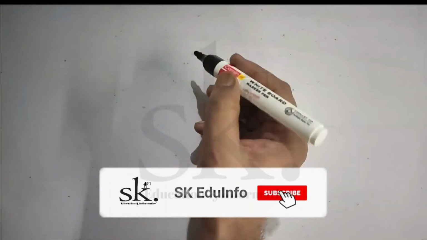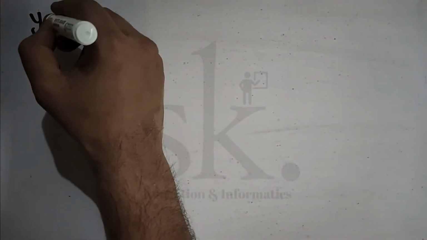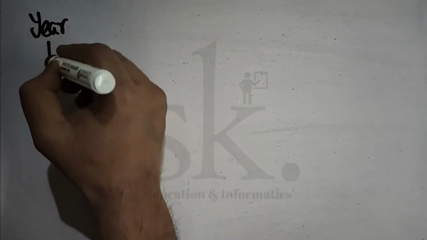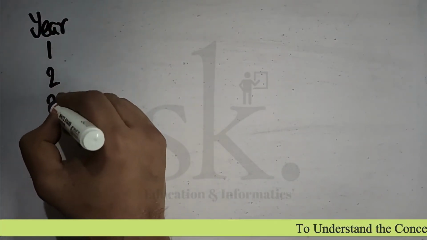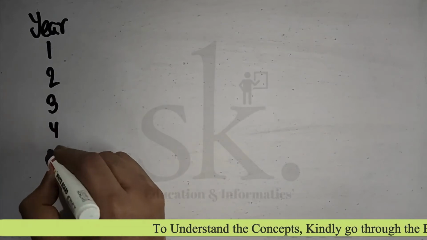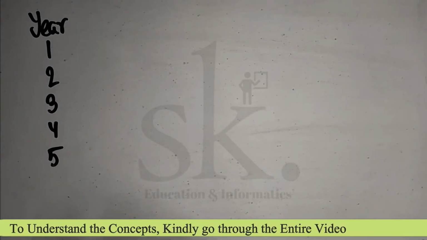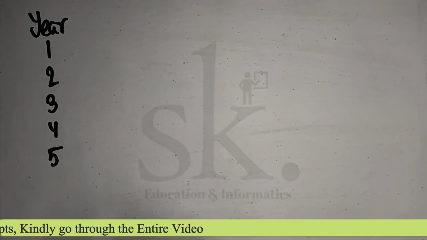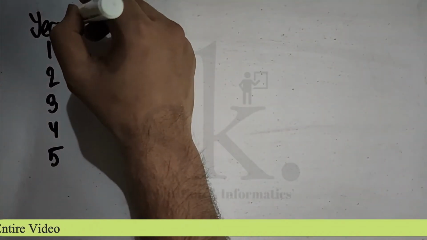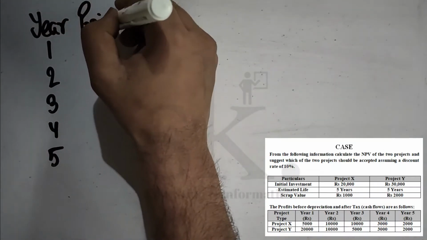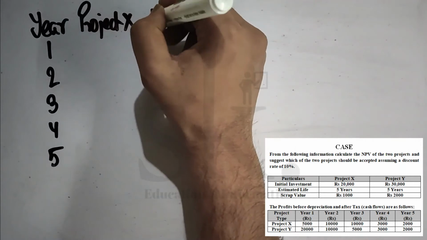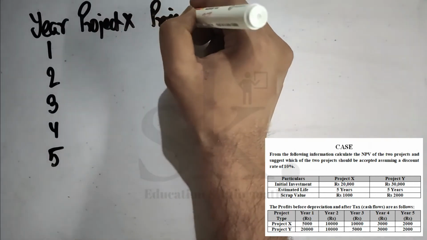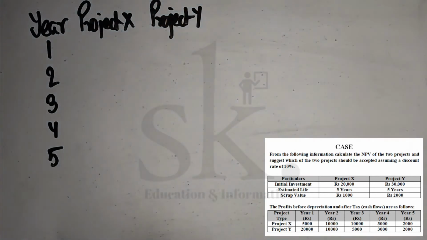In order to solve this problem, we again take year into consideration. This time around we only have 5 years: 1, 2, 3, 4 and 5. We got the figures of project X and project Y. So project X inflow and project Y inflow.